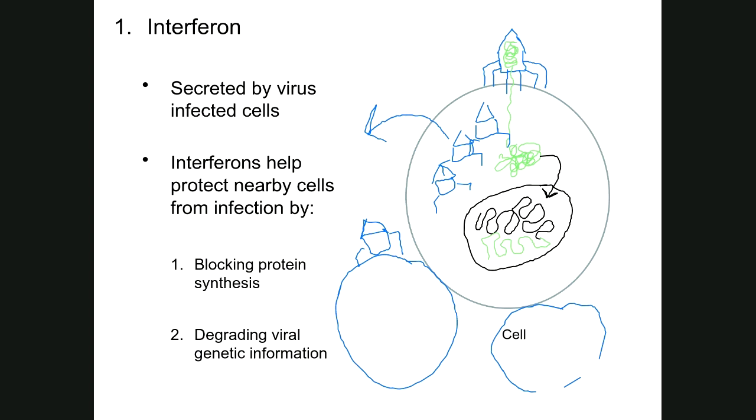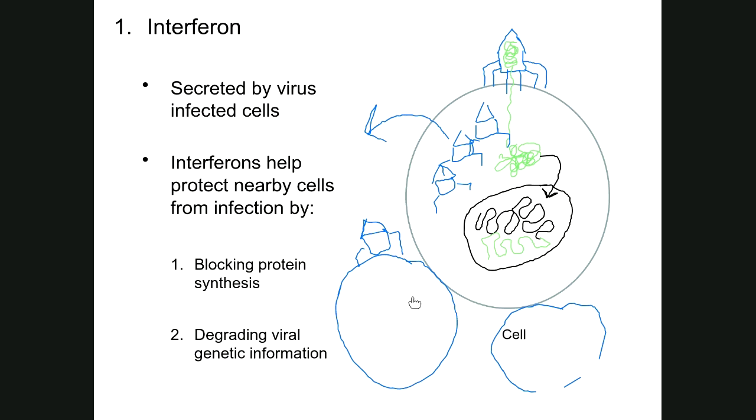So when you have a virus-infected cell, what that means is the cell has been taken over by a virus and it is producing lots and lots of virus that it's soon going to be releasing out into the body. So a cell that's been taken over by a virus, like this cell that we drew here, is what's going to produce interferon. And interferon cannot help the cell that has been infected. It's too late for that cell.